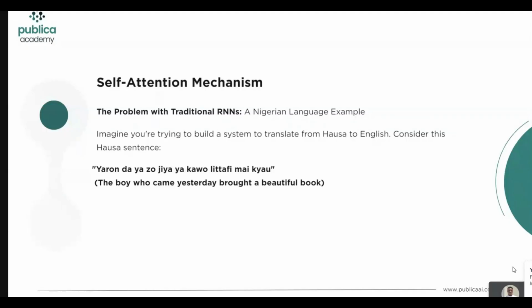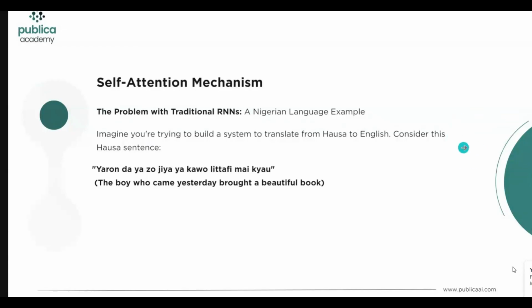Oh yeah, just read it out for us. Okay. The boy who came yesterday brought a beautiful book. All right.